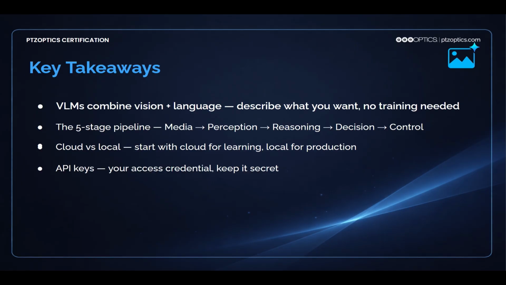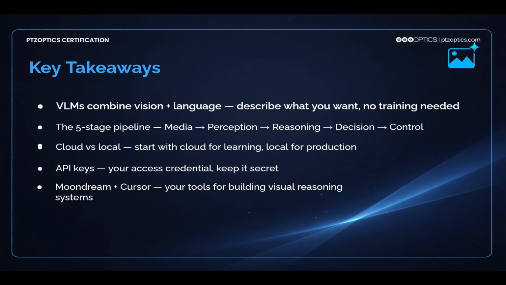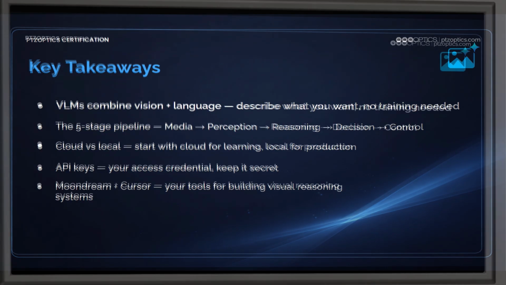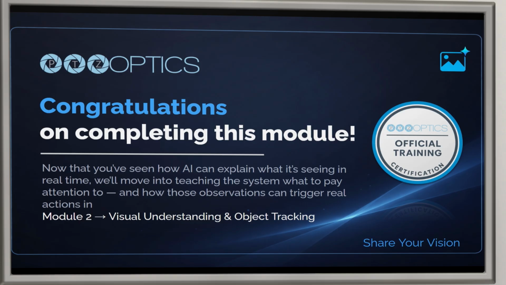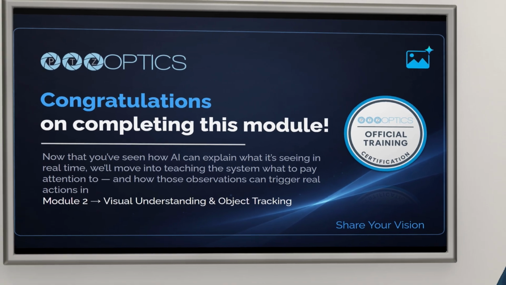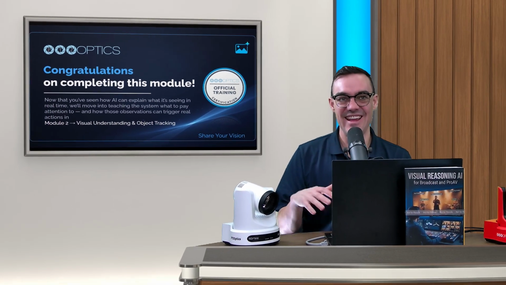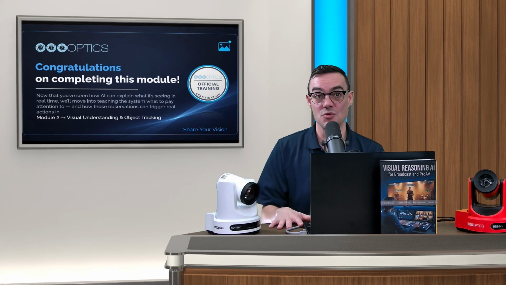We talked about API keys. Keep those secret. Those are your credentials to get in. And we talked about using MoonDream and Cursor, which are your tools for building visual reasoning systems. So congratulations. I know that was a lot. Next, we're going to be looking at visual understanding and object tracking.